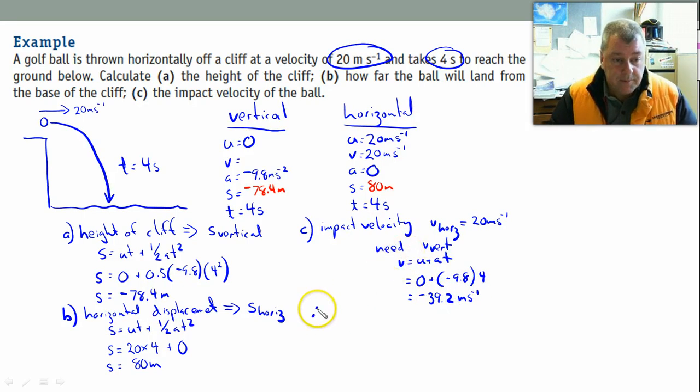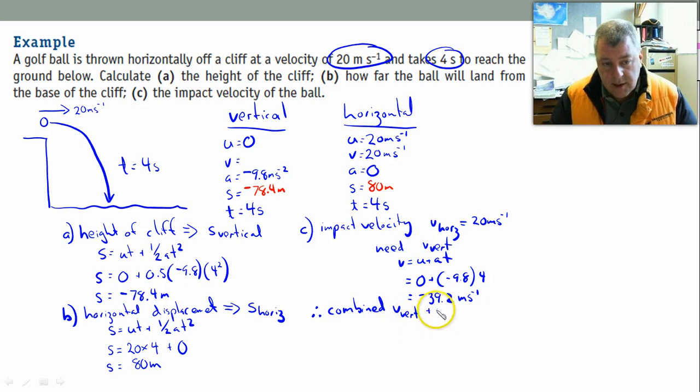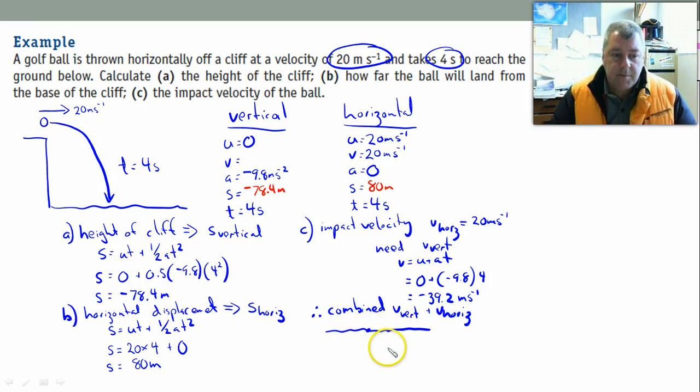So therefore, we now combine V vertical and V horizontal. And so if this is our water, there's our impact, and it might come in at this velocity here like this, and so we need to recognize that that's because it has this horizontal velocity and this vertical velocity.